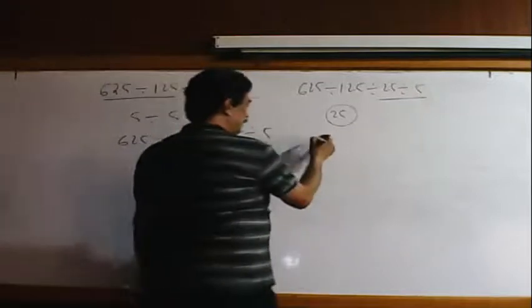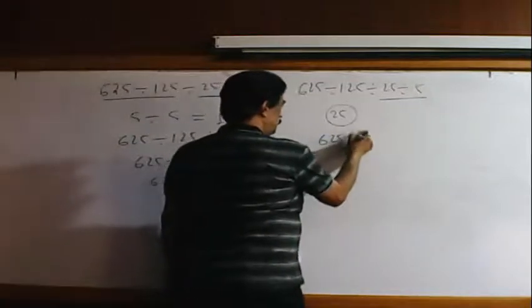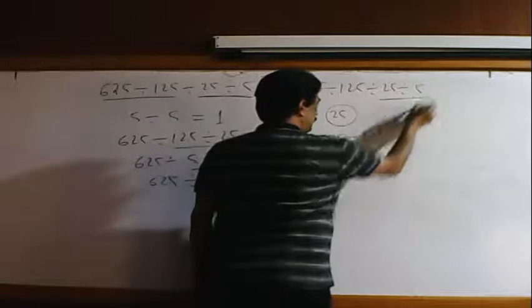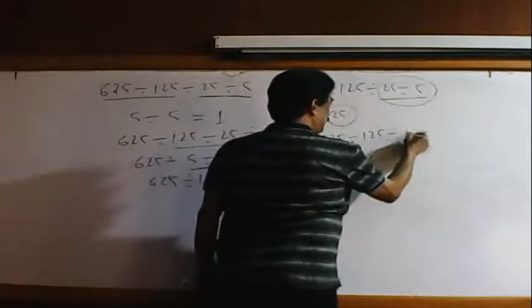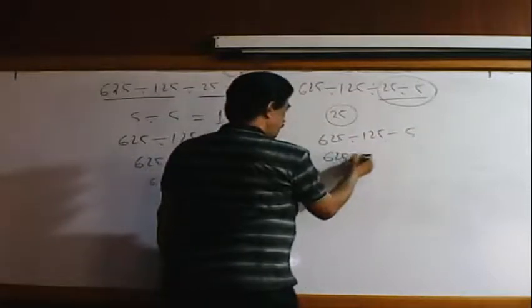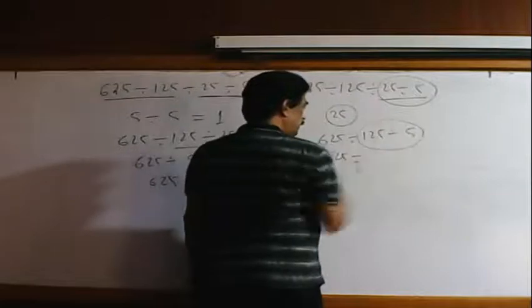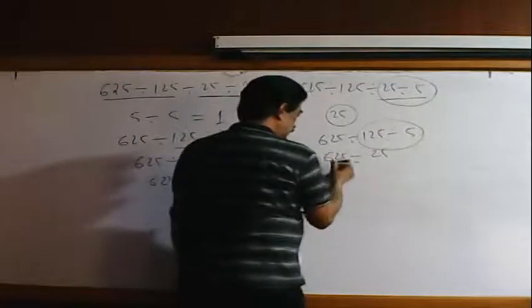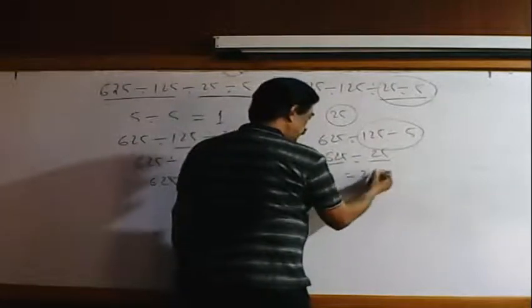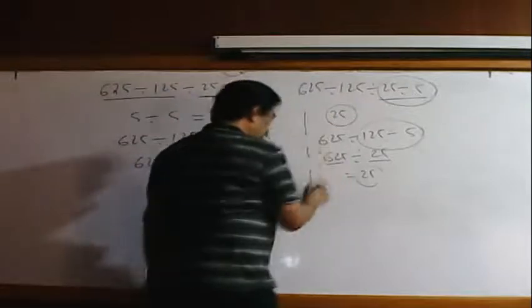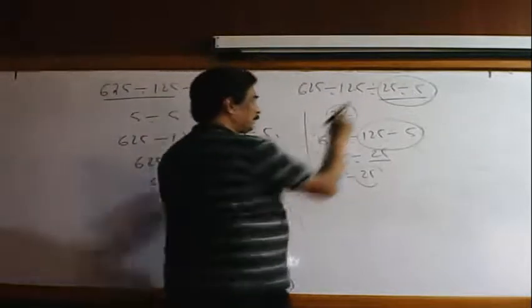Again, if I take the step 625 divided by 125 divided by 5, your result is 25. Now 625 divided by 25, your result is 25. Don't show these steps; do it in a single step.